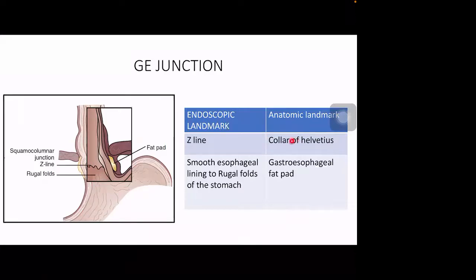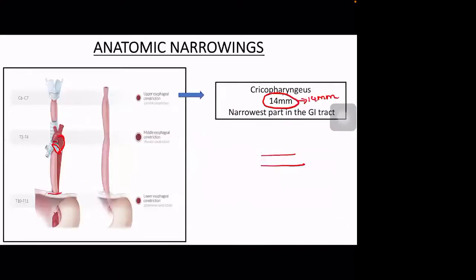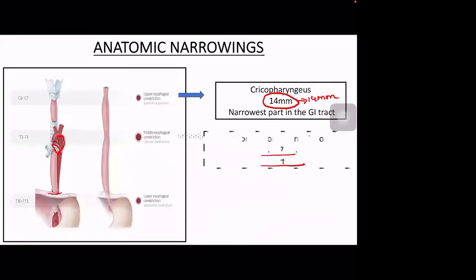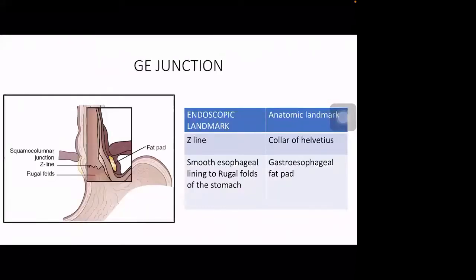For external landmarks, I told you before, what is the collar of Helvetius? It is the transition between which muscle of the esophagus and which muscle of the stomach? Oblique and circular. Yes, basically the circular esophageal muscle and the oblique muscle of the stomach. That is the collar of Helvetius, and this is the anatomical landmark for the GE junction.